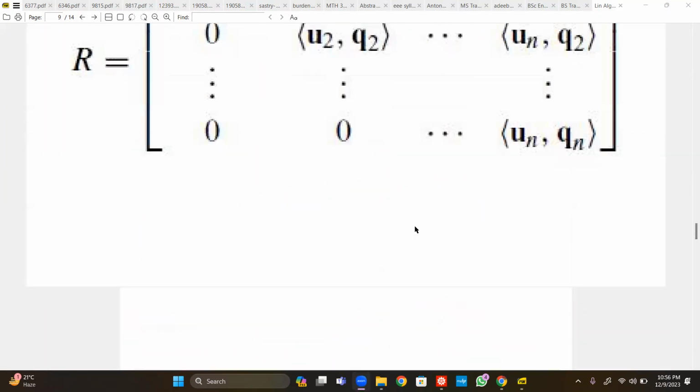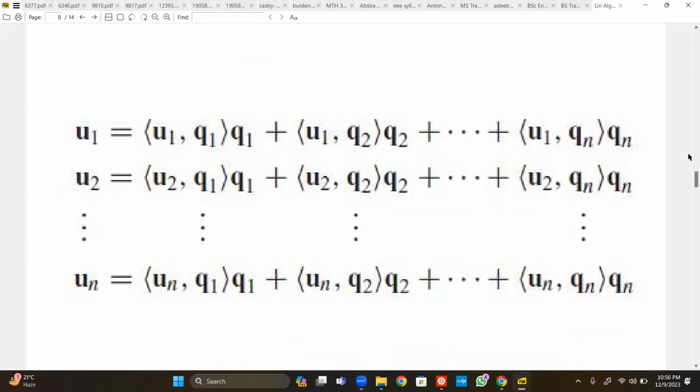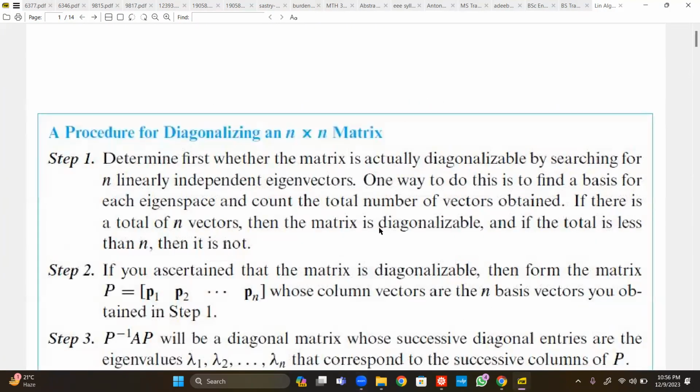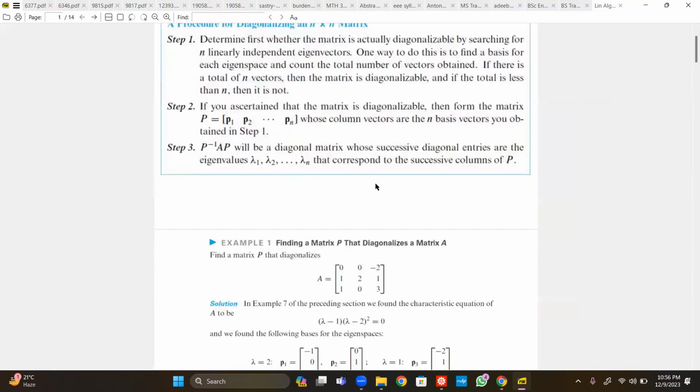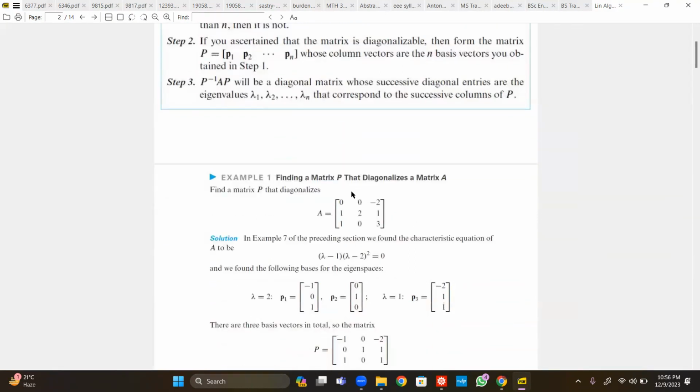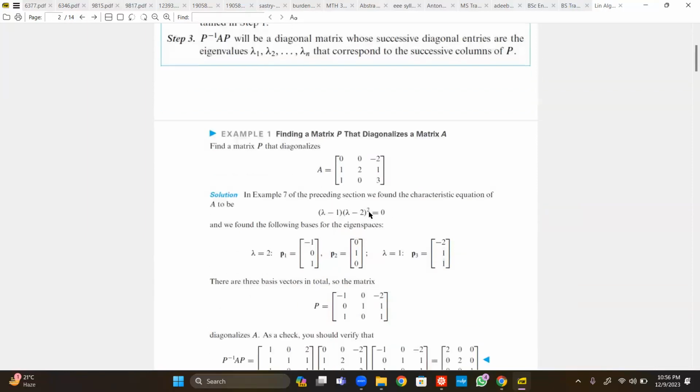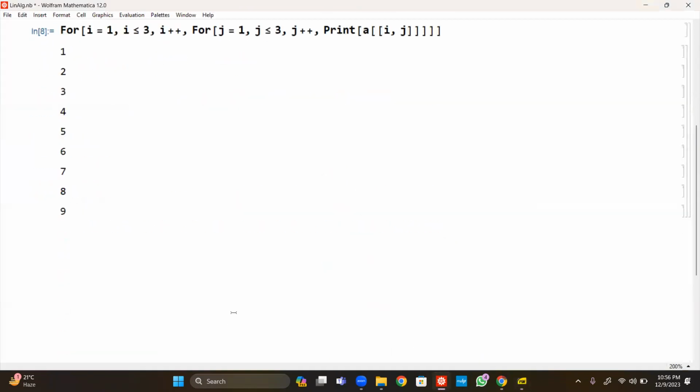So now I am going to provide an assignment that will ask you to do everything that we covered in today's class using Mathematica. There will be a problem that will ask you to diagonalize a given matrix A, and you have to do this using Mathematica. How can you do that using Mathematica?